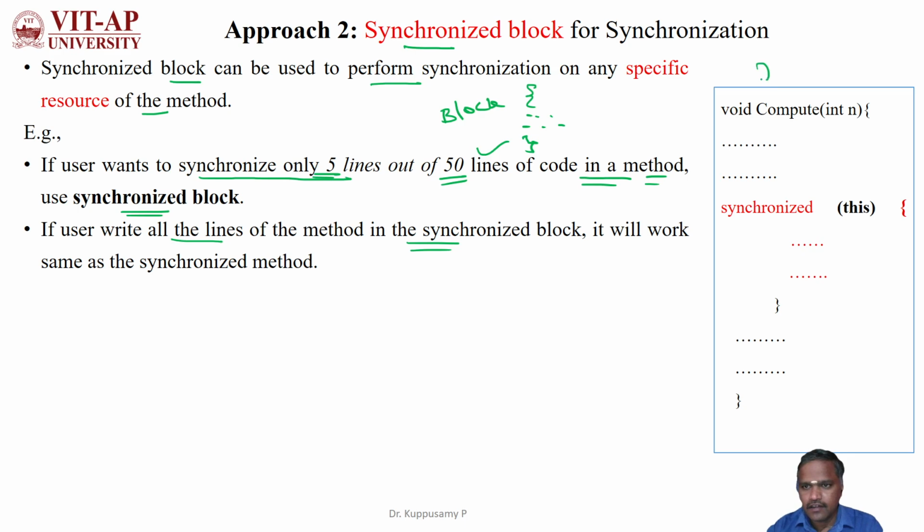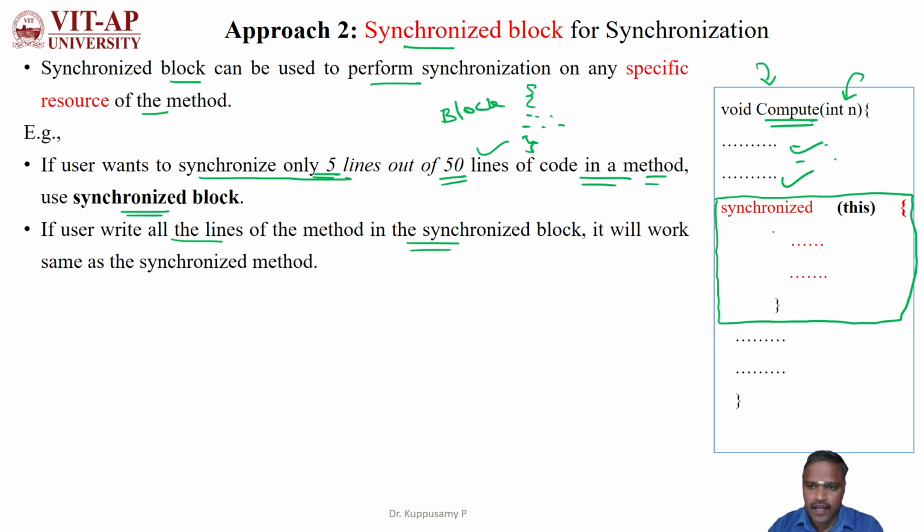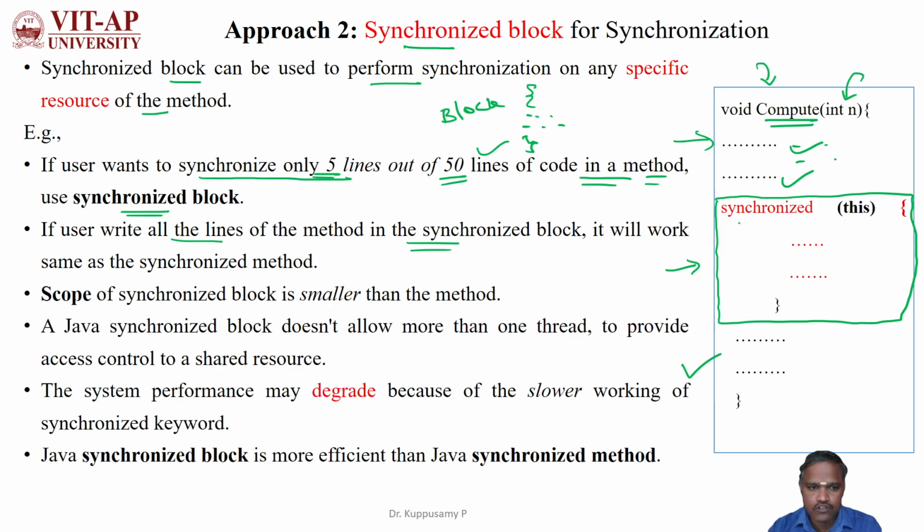For example, here you see I have the method compute, which carries an argument. Inside that, some number of lines are written here. After that, I want to make only this portion of the code synchronized. So this part of the code inside this method will implement the synchronization concept. The remaining code after this block and also before this block will not be synchronized. So in this scenario, we can use the synchronized block for the user's requirement.